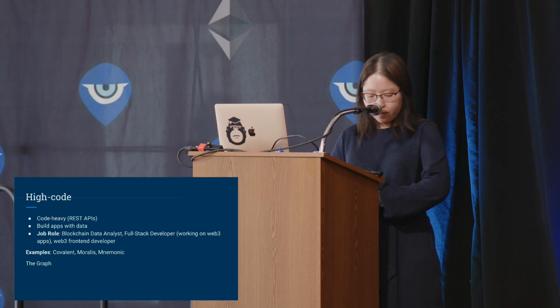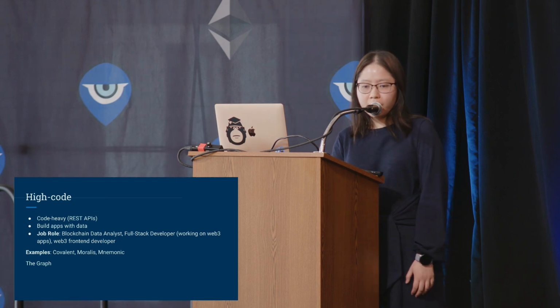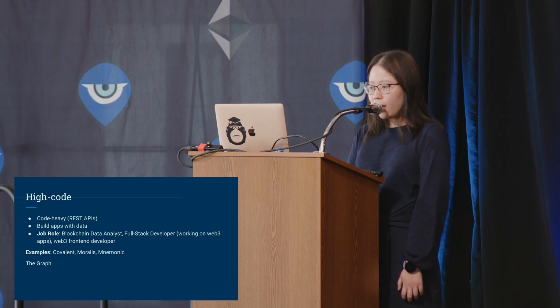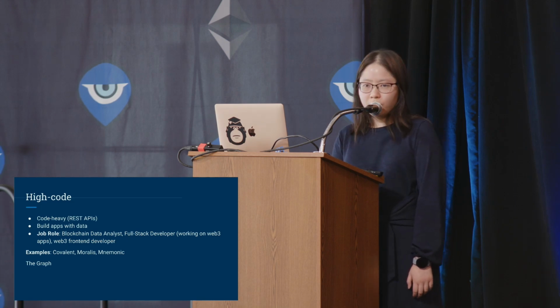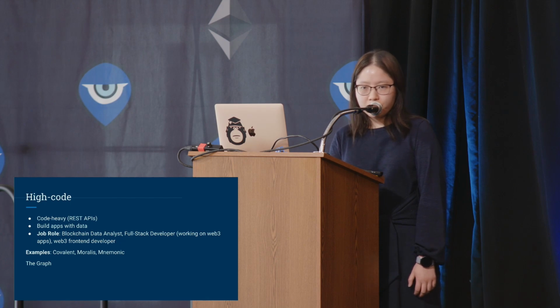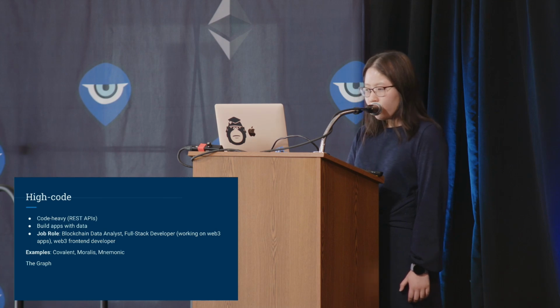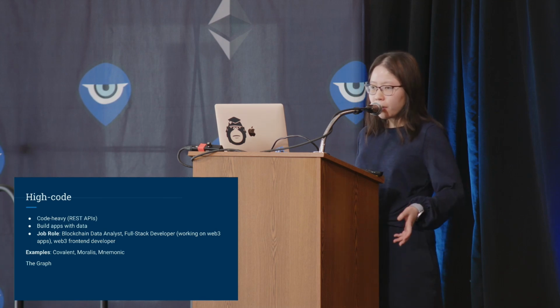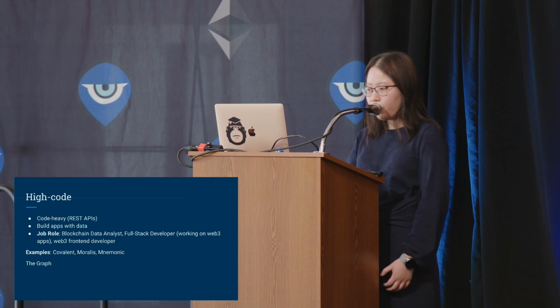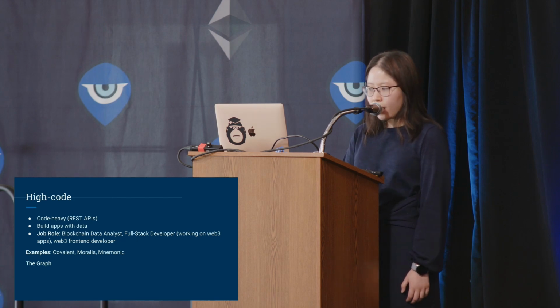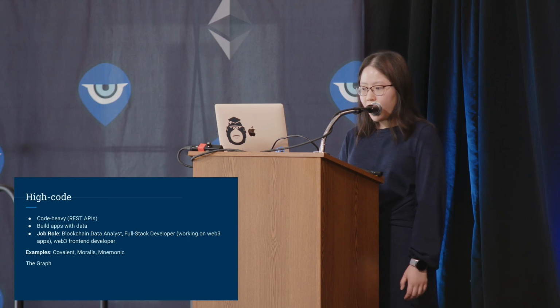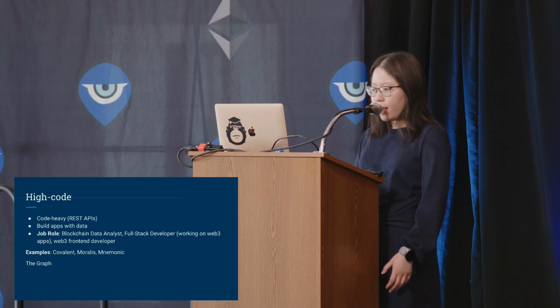And then what I say is next is high code solutions. These are code heavy, a lot of times REST APIs. You use them to build apps with data. So you would have a front end, perhaps a back end, but normally it's a front end that you would probably put into production. And the job roles if you know how to use high code tools are blockchain data analysts, full stack developer working with Web3 apps, and then Web3 front end developer.